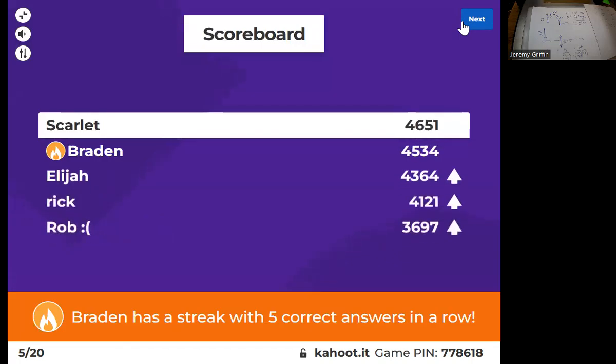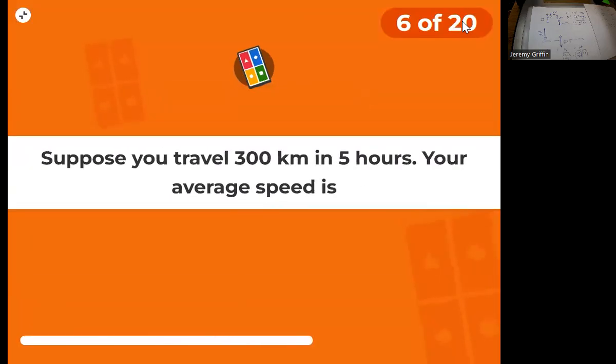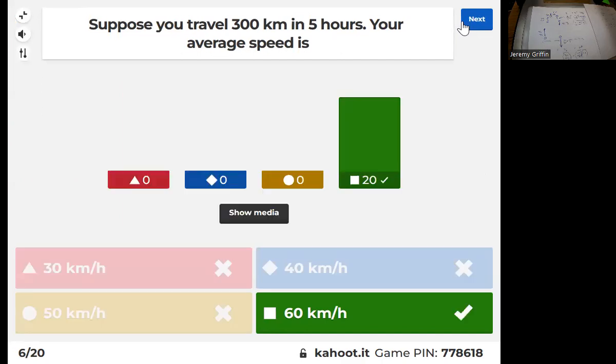We got Scarlett still in the lead. Brayden's on fire. Elijah, Nick, and Rob coming up. Suppose you travel 300 kilometers, takes you 5 hours. What's your average speed? 300 kilometers in 5 hours. Oh, look at that. Perfect. Everybody got it. 60 kilometers per hour.